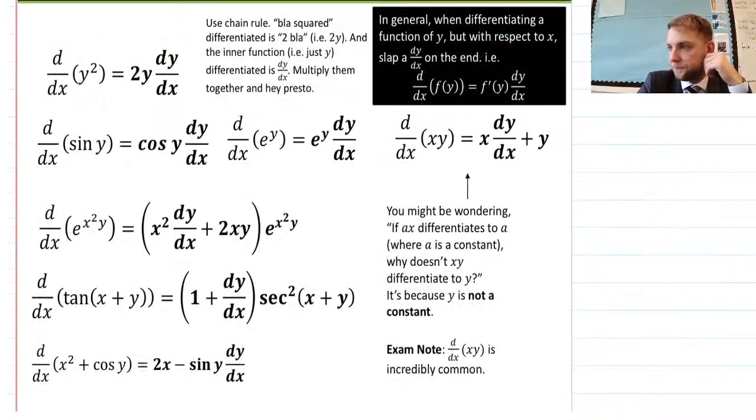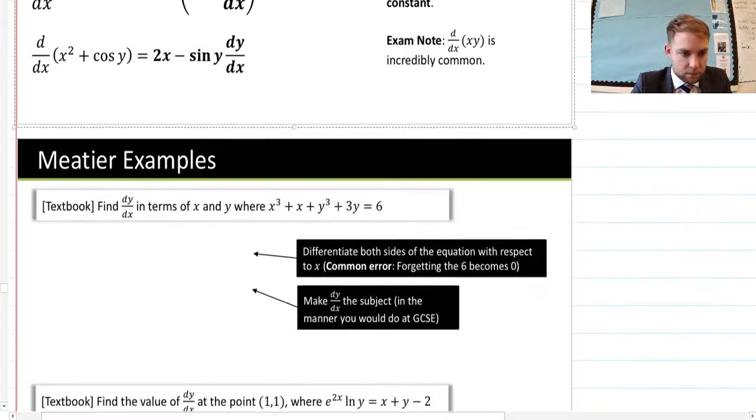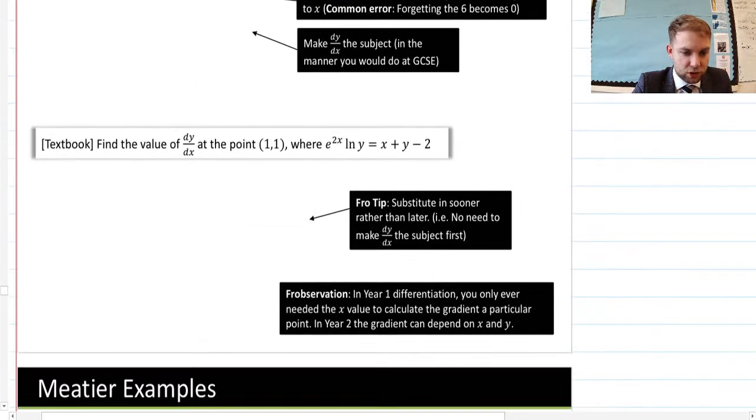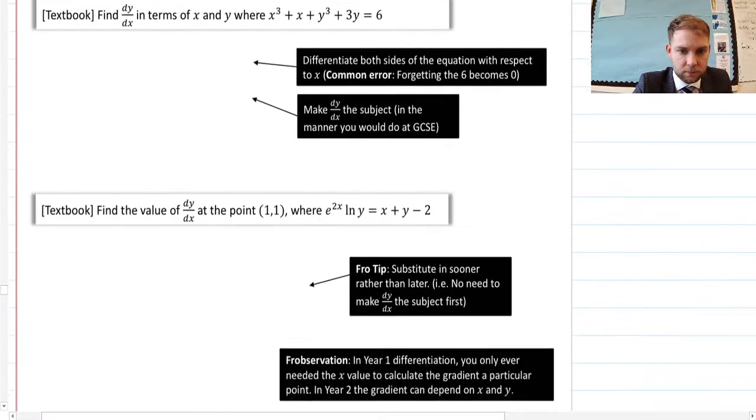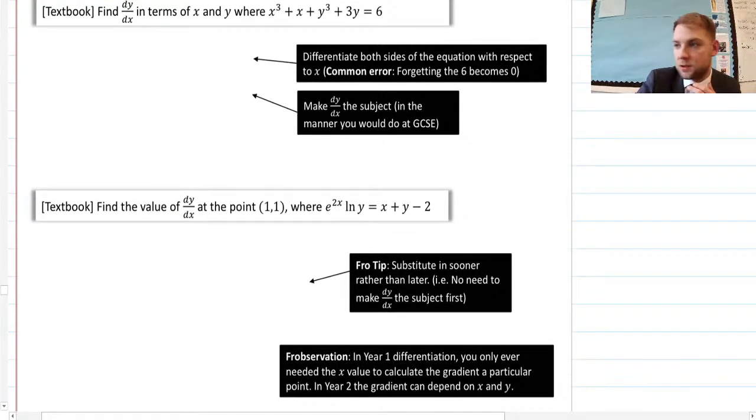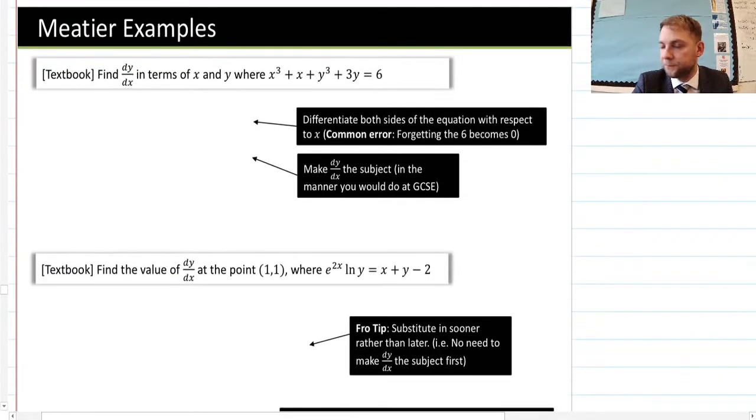Okay, let's have a look then. Let's have a look at some trickier questions, the ones that come up. So, find dy by dx in terms of x and y of this one here.